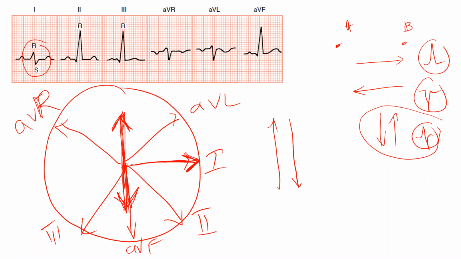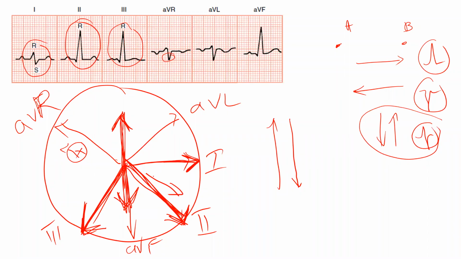Now we'll come to lead two. Lead two is showing predominantly a positive wave. So the current may be going like this. Lead 3 is also showing a positive wave. The current is going something like this. Then AVR. AVR is showing a predominantly negative wave. So the current is not going like this, the current is going like this, opposite to it. AVL is also showing a negative wave. So the current is not going towards AVL, it is going something like this.